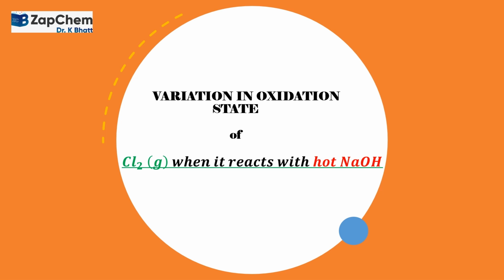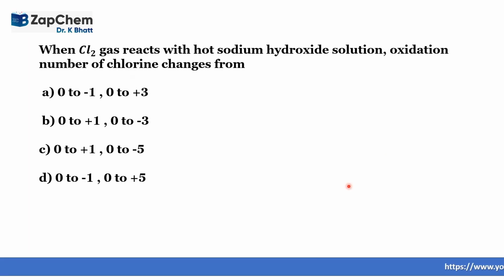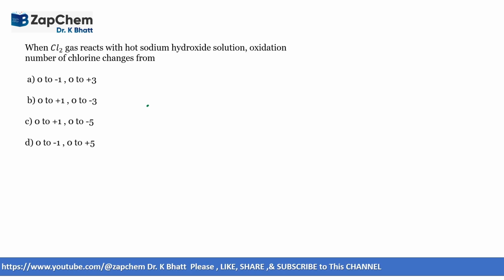So based upon this, there is an important question which has appeared in different competitive examinations earlier. So let us go through the question. The question is like this: when chlorine gas reacts with hot sodium hydroxide solution, oxidation number of chlorine changes from, and different options are given. We have to find out which is the correct option. Therefore, we need to write the reaction between chlorine gas and hot sodium hydroxide solution.